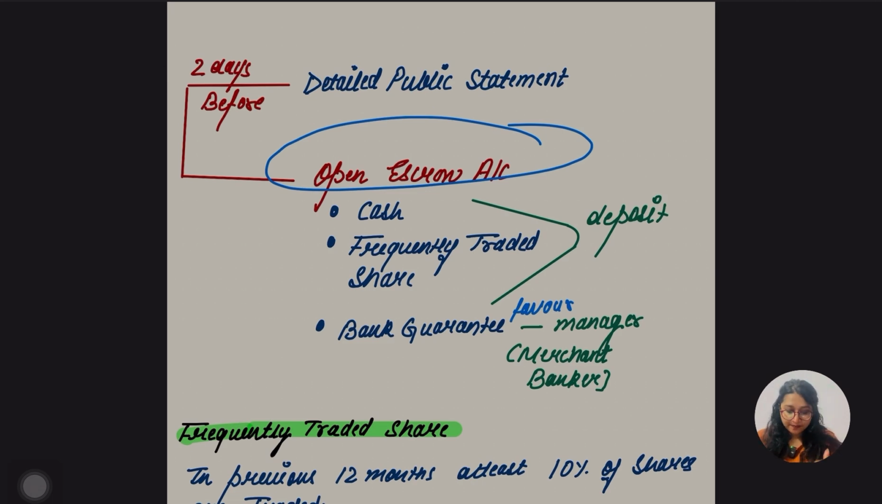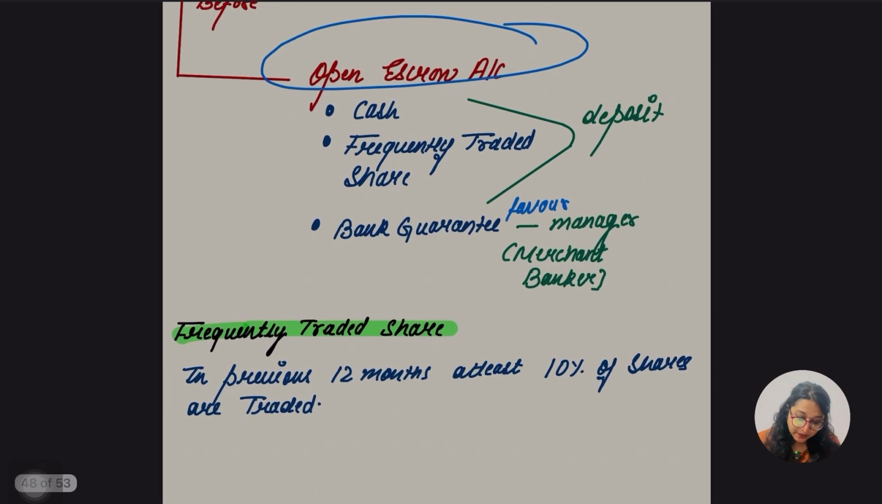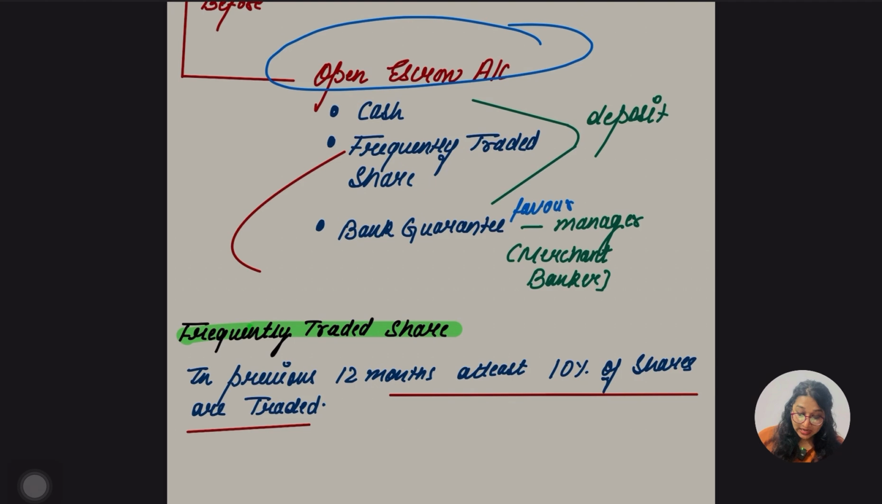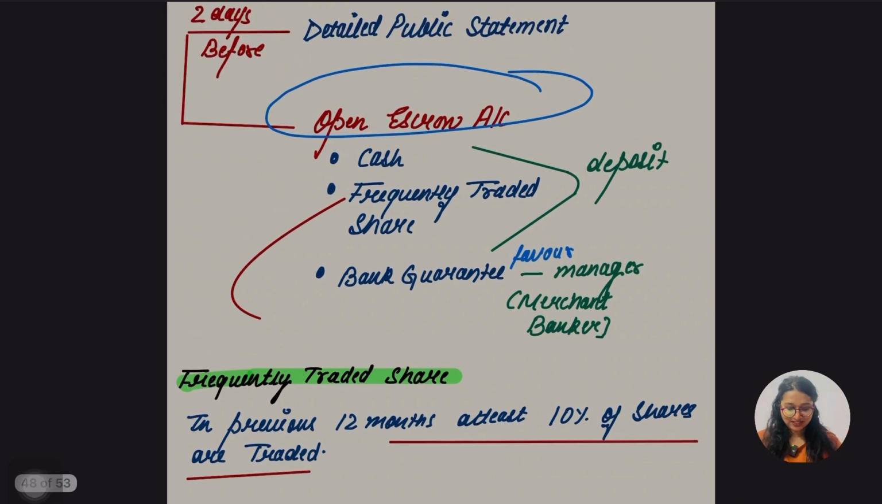What? First, money. Cash is to be deposited. Second, the frequently traded shares. Now what is the meaning of frequently traded shares? In the previous 12 months, at least 10% of the shares must have been traded. That is going to be the frequently traded shares. Is that understood? Yes, that is understood.